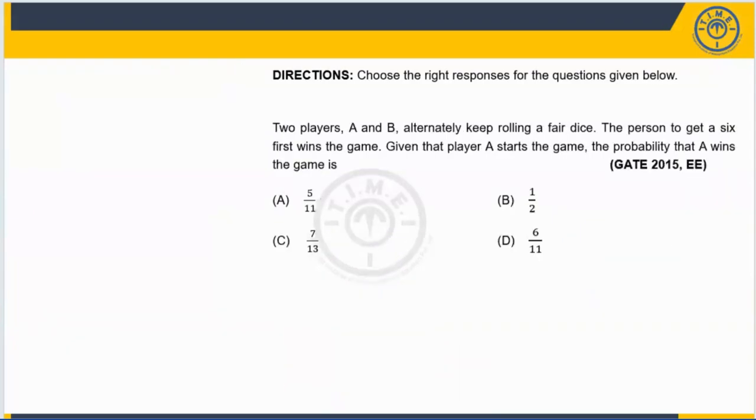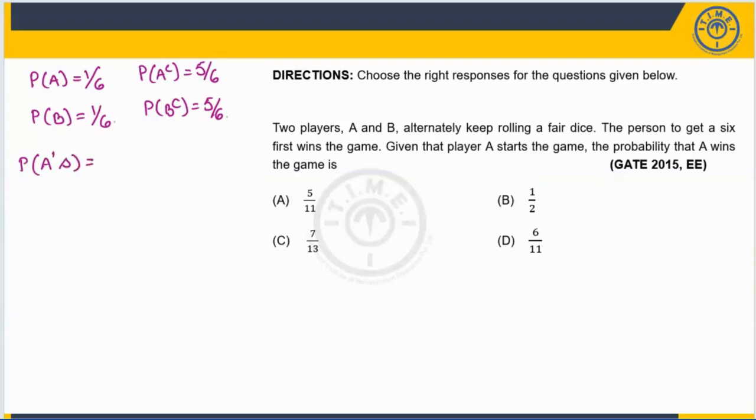Right. Now again, two players A and B alternately keep rolling a pair of dice. A fair die. Here he clearly mentioned a fair die. The person to get 6 first wins the game. Now, what is the probability of A getting 6? It is 1 by 6. And the probability of B getting 6 is 1 by 6. Now, the probability of A not getting 6 is 5 by 6. The probability of B not getting 6 is 5 by 6. So given that player A starts the game, the probability of A winning the game.